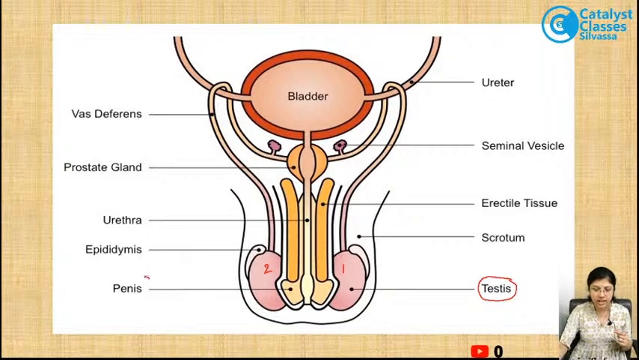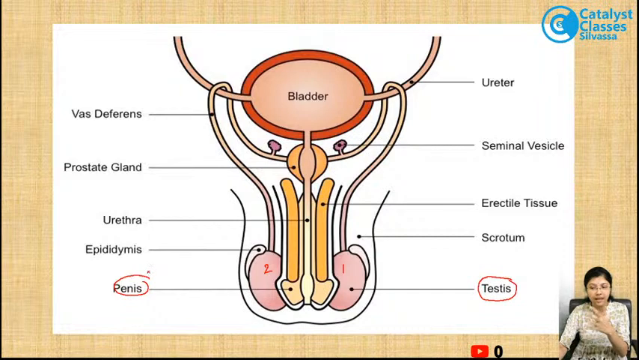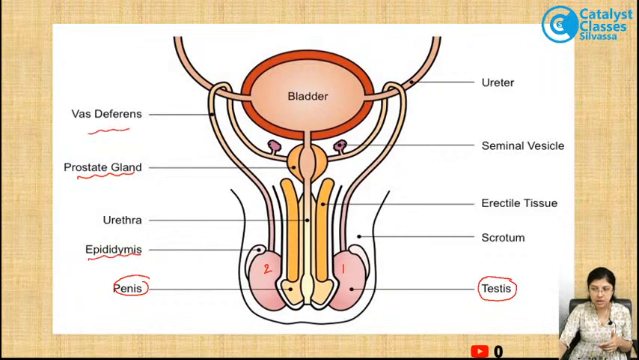The penis is actually the external genitalia, through which the sperm and the urine are passed outside the body in case of males, right? Then there are other parts also, certain accessory glands like the prostate gland, accessory ducts like vas deferens, epididymis, right? Along with the prostate gland, the seminal vesicle is also an accessory gland. Don't worry, we are going to study everything in detail, fine?